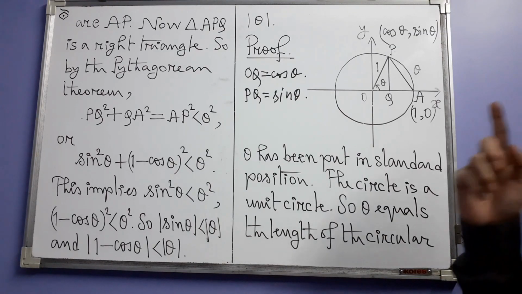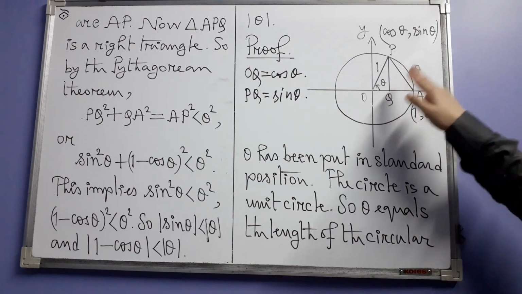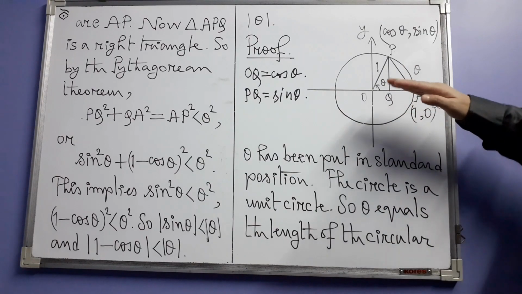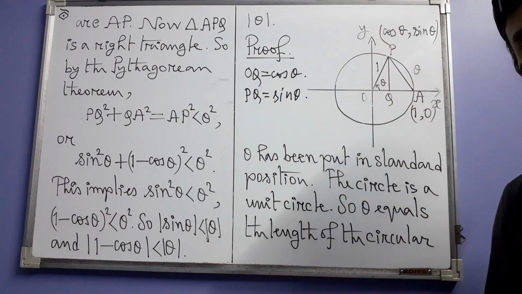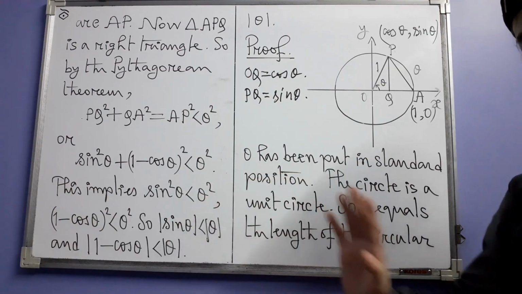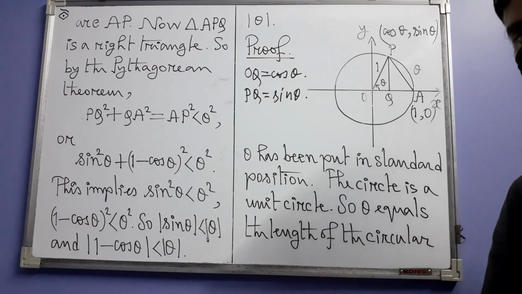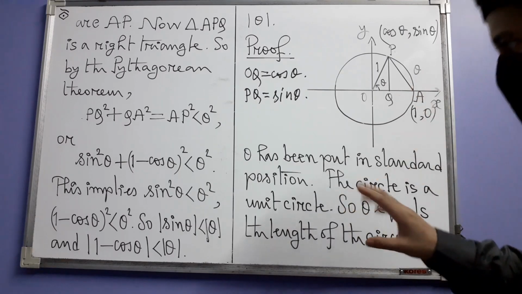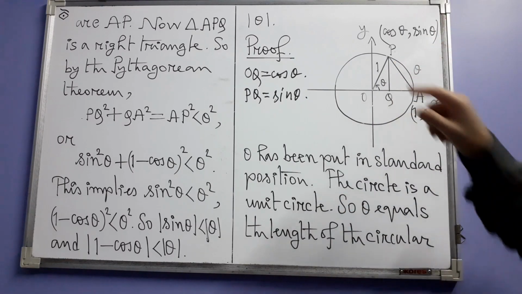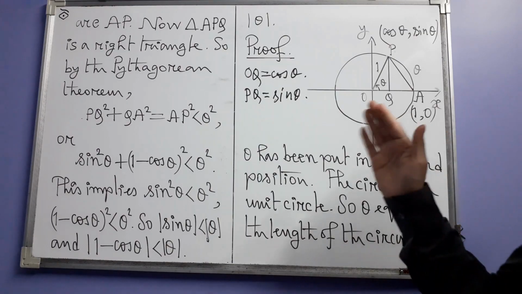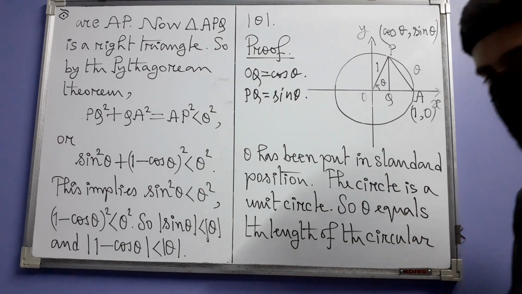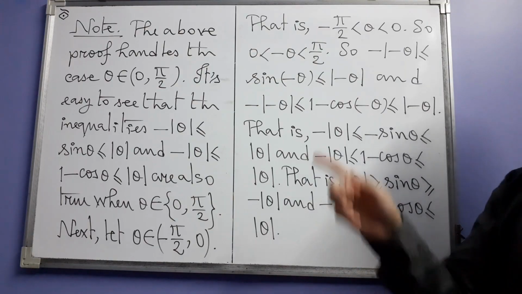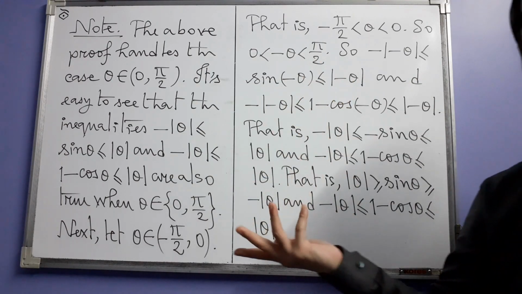But note that the authors have already assumed that theta is greater than 0 and less than pi by 2. In the theorem statement, however, no such restriction is present, which means that this proof works only for that type of theta, which are positive and less than pi over 2 radian. What about other thetas? So that's where we are going next. So next we have this note. Let's see what the note says.